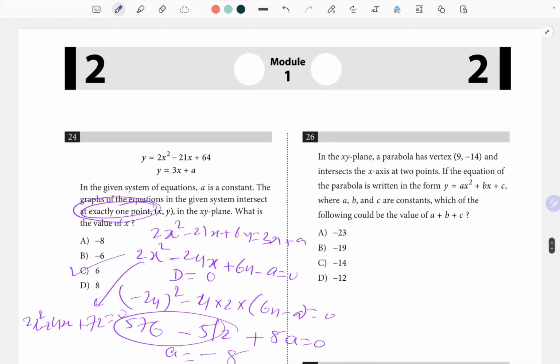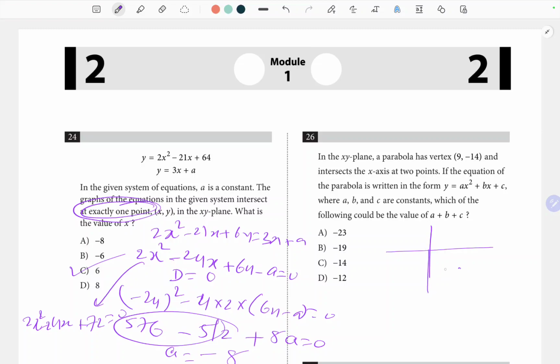Okay, now question number 26. In the xy plane, a parabola has vertex 9 comma minus 14, intersects the x-axis at 2 points, and the equation of the parabola is written in this form. Find the value of A plus B plus C. A, B, C are constants, nothing more information. It intersects at 2 points, so I think we should have 2 possibilities. 9 comma minus 14 is this.